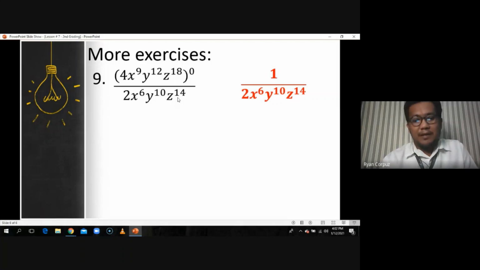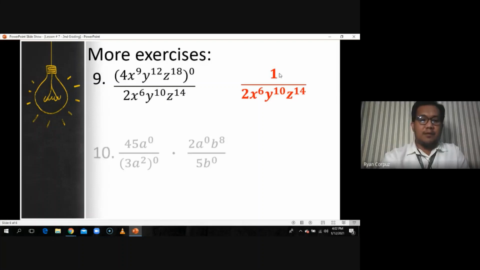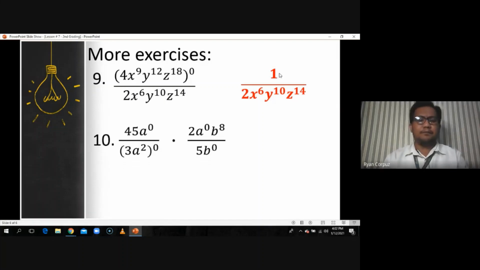So, what we simplified in example number 9 is this part. We simplify it because that whole expression was raised to 0, so that would be equal to 1. So, that's how we answer example number 9. Hopefully, you got how example number 9 was simplified. But if not yet, we have another example here.